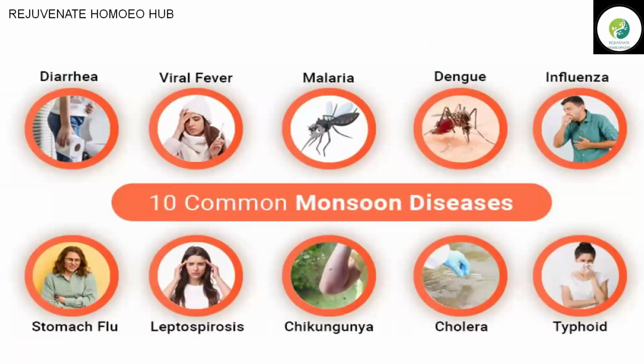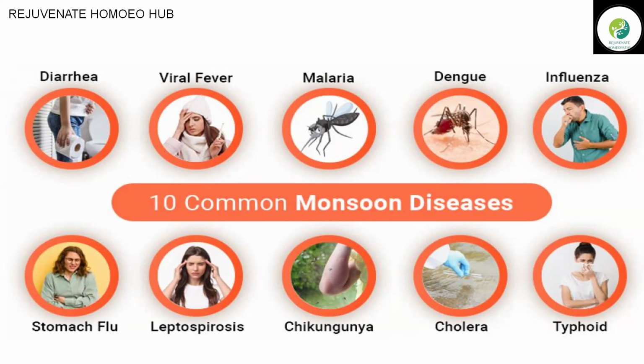Before entering into the homeopathic point of view, first we'll understand what are the common monsoon diseases that many people suffer due to this rainy, wet, damp weather. One is diarrhea, viral fever, malaria, dengue, influenza, stomach flu, leptospirosis, chikungunya, cholera, and typhoid. These are some common monsoon diseases where many people suffer.